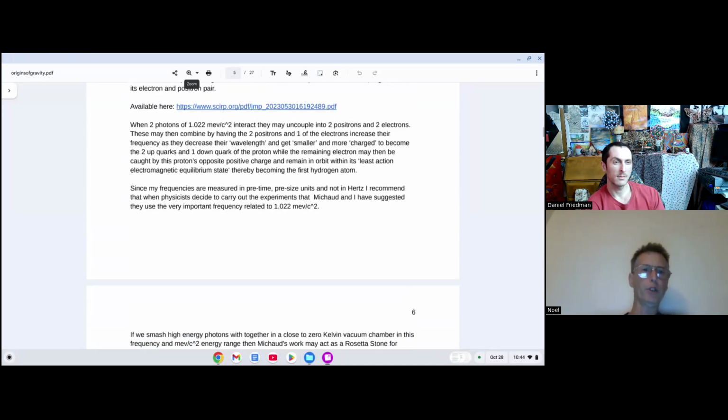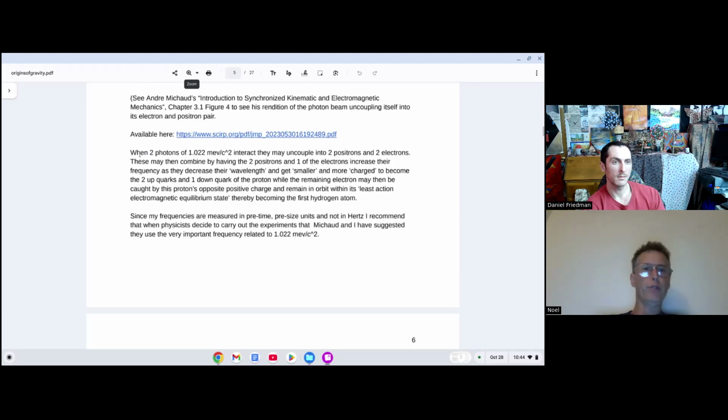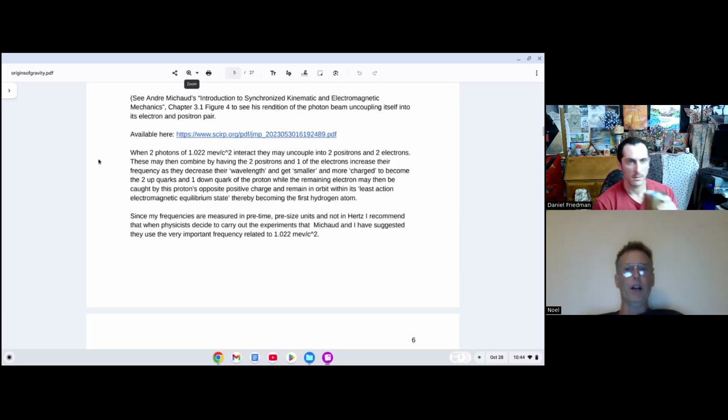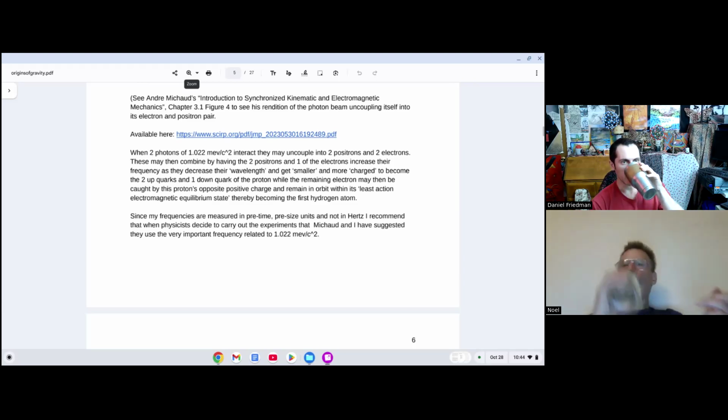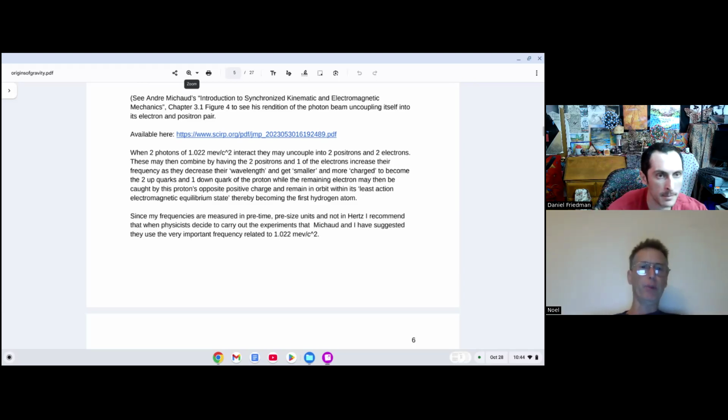So this is what Andre talks about. When two photons of 1.022 megaelectron volts interact, they may uncouple into two positrons and two electrons, because each one decouples into its own electron and positron.